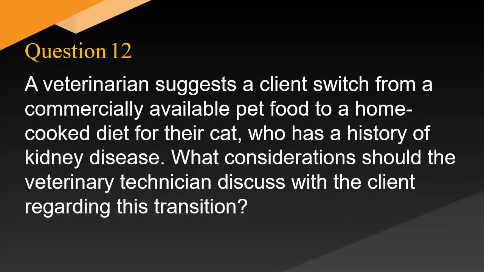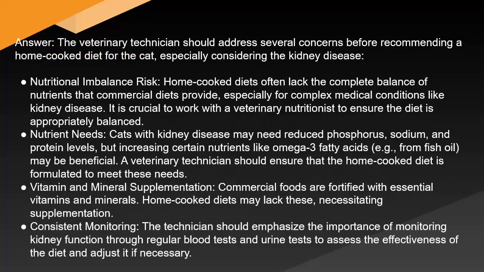A veterinarian suggests a client switch from a commercially available pet food to a home-cooked diet for their cat who has a history of kidney disease. What considerations should the veterinary technician discuss with the client regarding this transition? Answer: the veterinary technician should address several concerns before recommending a home-cooked diet for the cat, especially considering the kidney disease. Nutritional imbalance risk: home-cooked diets often lack the complete balance of nutrients that commercial diets provide, especially for complex medical conditions like kidney disease. It is crucial to work with a veterinary nutritionist to ensure the diet is appropriately balanced.